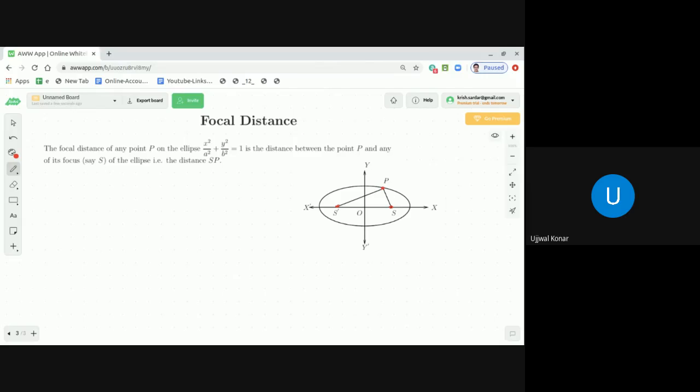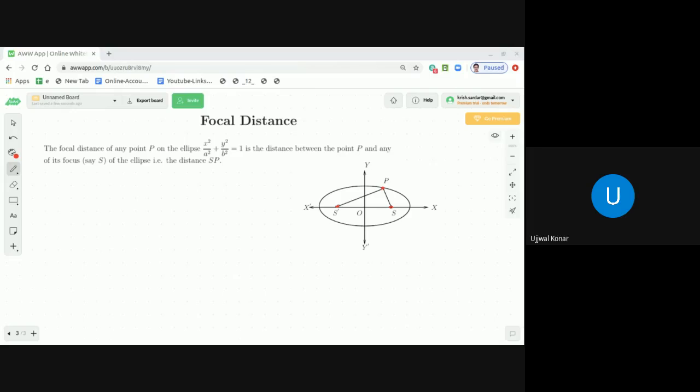I repeat, dear students, the focal distance of any point P on the ellipse x square by a square plus y square by b square equal to 1 is the distance between the point P and any of its focus S of the ellipse, that is the distance SP. Now, dear students, there is an important observation. In the above diagram, we see that there are 2 focal distances, SP and S dash P. And this is a very important observation.